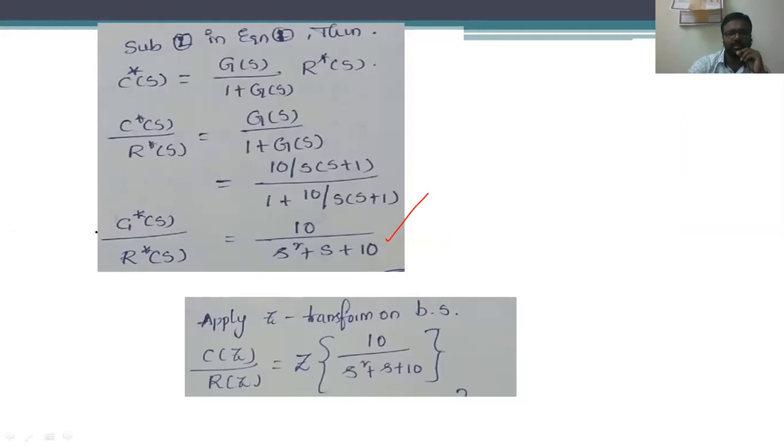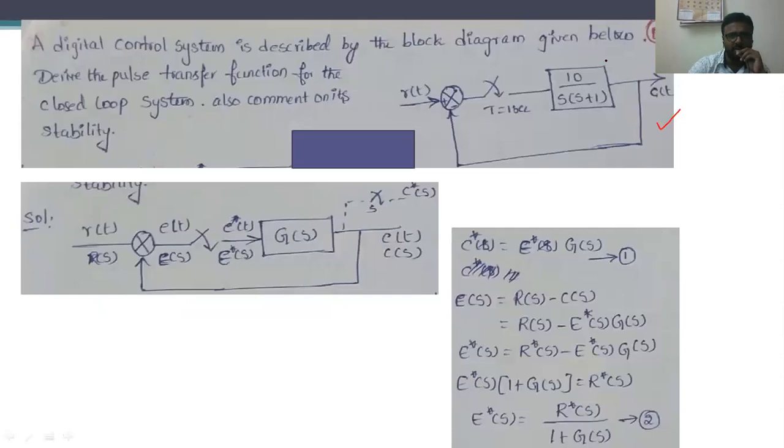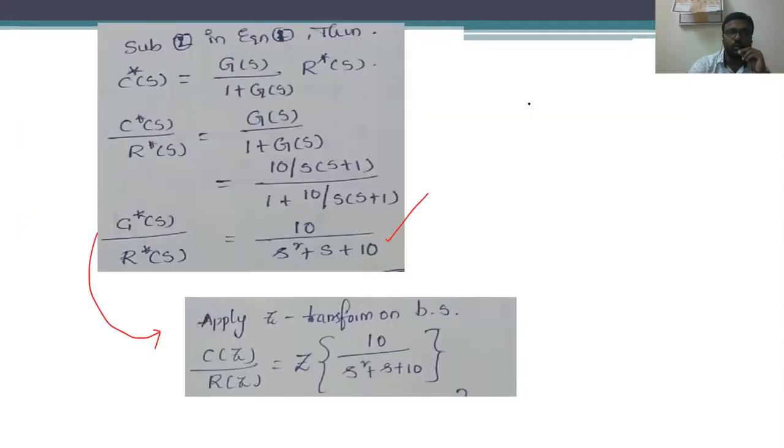So in order to obtain the C of Z divided by R of Z value, the expression is in S. To convert this S value into Z value, we have to apply the Z transform. Note there is no zero order hold circuit here. If a zero order hold circuit is there, we have to determine C of Z divided by R of Z as 1 minus Z inverse into the Z transform of G of S divided by S. But here there is no zero order hold circuit as well as H of S. So we just need to determine the Z transform of the function 10 divided by S square plus S plus 10.